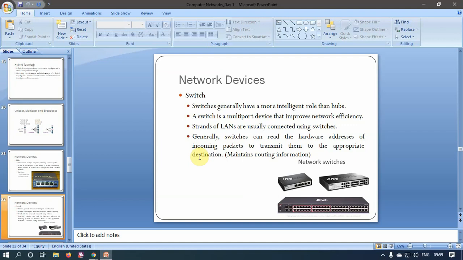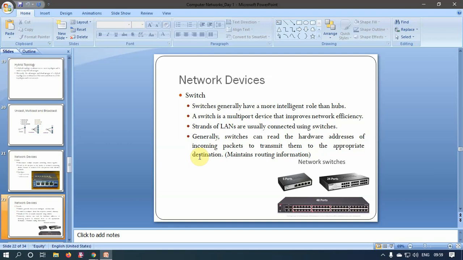Now a switch is an intelligent device. It will maintain a switching table, right? Now what will the switch do? Let us take for example that we have a cluster of 10 computers that need to be connected to the internet.